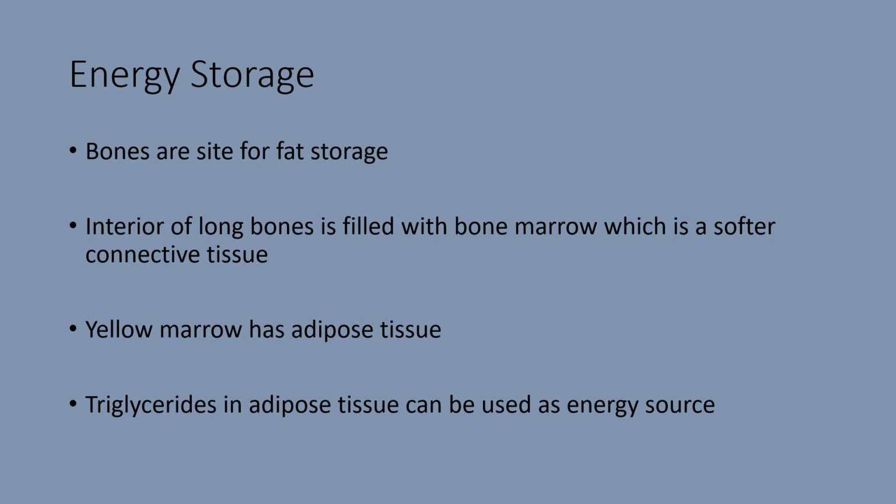In terms of energy storage, bones are a site for fat storage. Fat is a form of energy storage, if you will. Fat cells can be broken down, releasing energy for use, the lipids. So there is some fat that's stored. The interior of your long bones, like your femur, your humerus, is filled with bone marrow. That bone marrow is a type of very soft connective tissue. There's yellow marrow and red marrow. Yellow marrow has adipose, and it has those fat cells, so that's where it gets stored. Specifically, you've got triglycerides that are stored in that adipose tissue, and certainly that's used for energy.